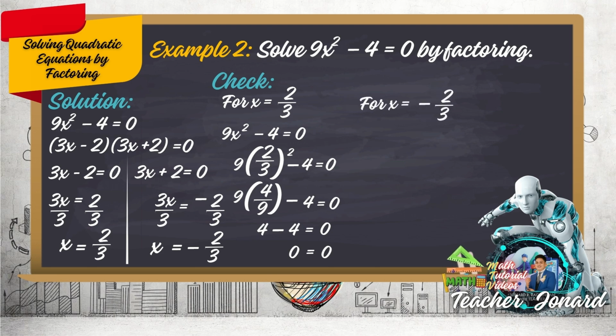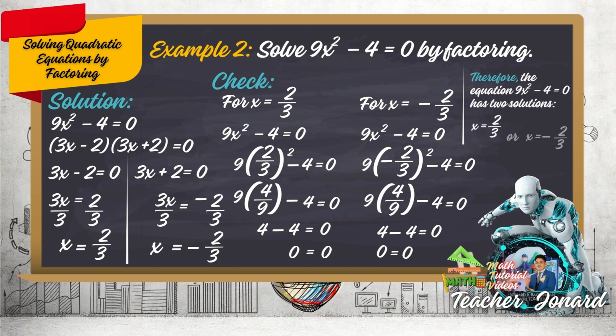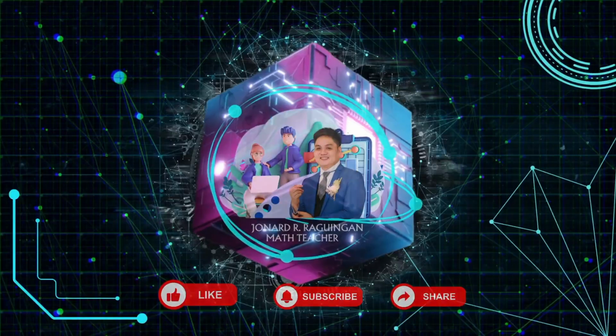For x equals -2/3, we have 9 times (-2/3) squared minus 4 equals 0. Simplify, the square of -2/3 is 4 over 9. Then, 9 times 4 over 9 is 4. Then, 4 minus 4 is 0. The equation is true. So, x equals -2/3 is a correct solution. Therefore, the equation 9x squared minus 4 equals 0 has two solutions. x equals 2/3 or x equals -2/3.